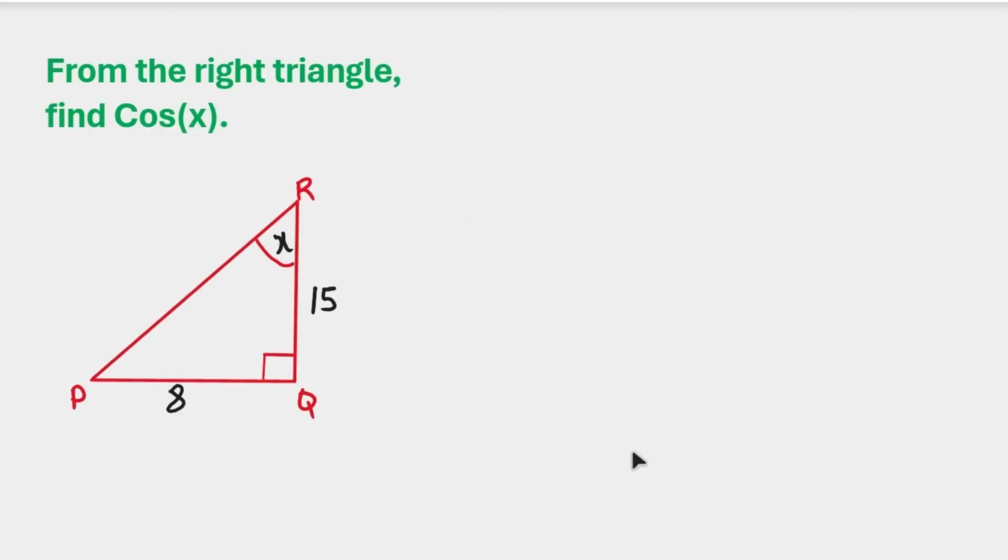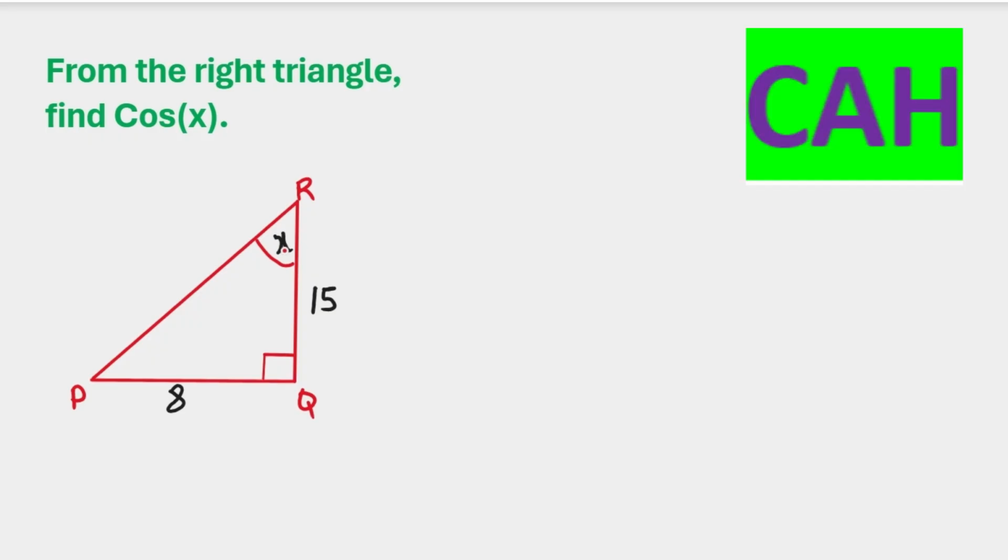From the right angle triangle, we have to find cos x. That is what we are looking for. Let's see how we can find cos x. You should know the acute angle that we are talking about. This is the acute angle, so that's the reference angle. And the cosine of x compares adjacent, so cos x is equal to adjacent over hypotenuse. That is all you have to know.